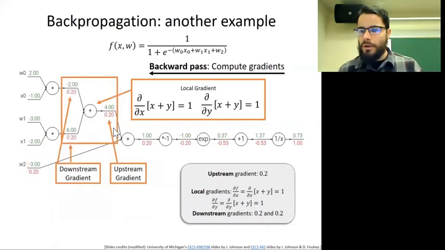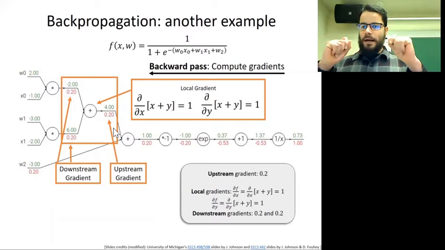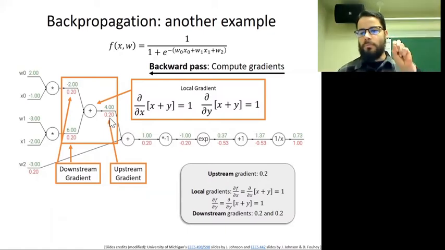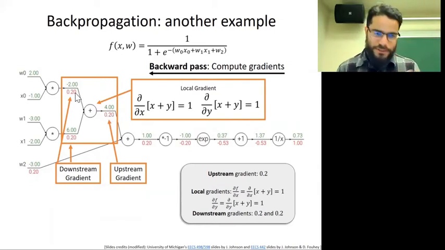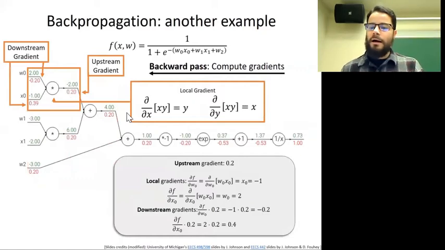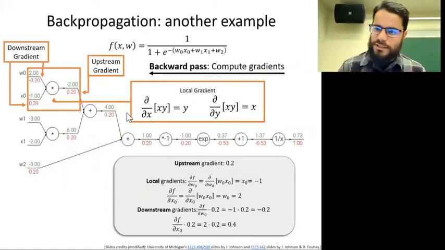Very good. So now we get to another node that is implementing the addition, right? So what do we do? We don't do any calculation anymore because we already know what the behavior is. We just propagate the 0.2 to both of the downstream gradients. So 0.2 comes to this downstream gradient. It also comes to this other downstream gradient. That's perfect. Now we are in a multiply node.